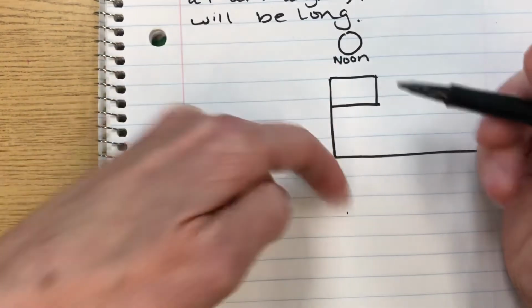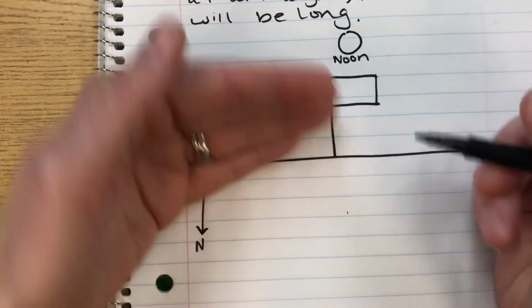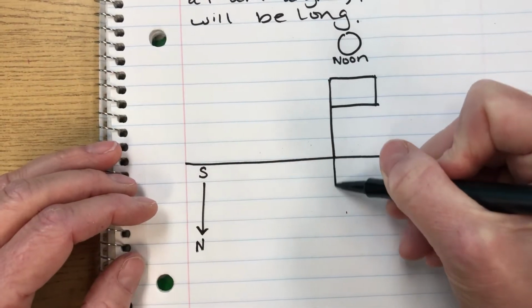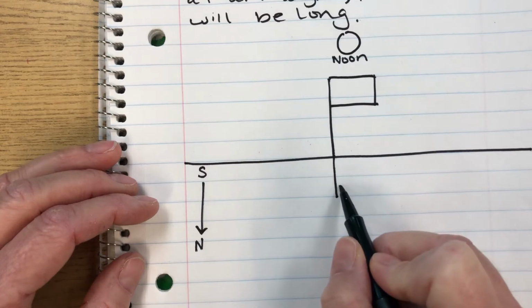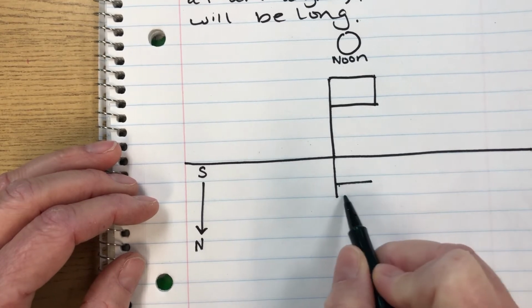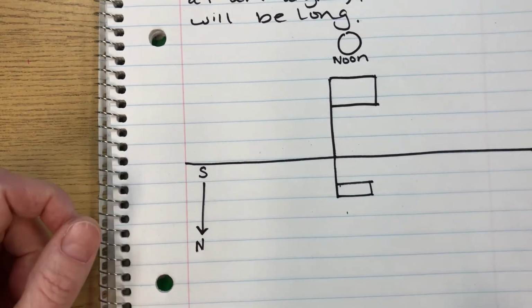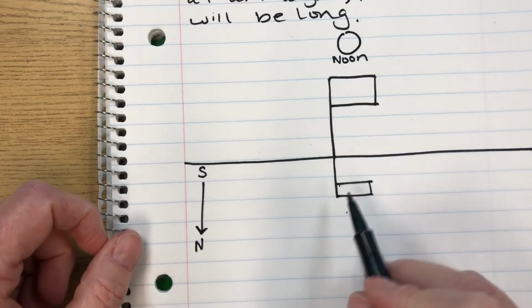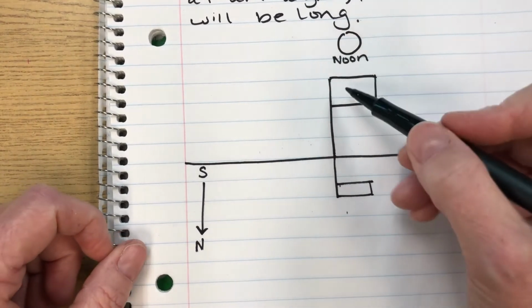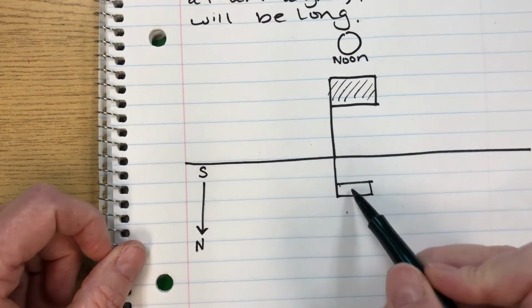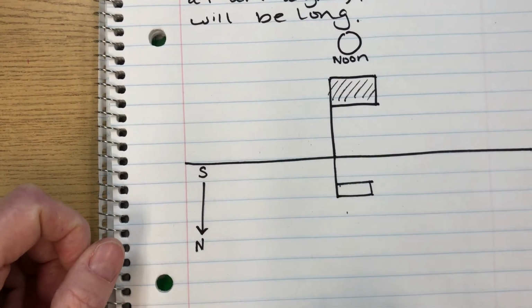It's going to be straight in front of it, short, and when you see the shadow, it's kind of like a mirror. So I'm going to make it shorter, and there it is. Okay, so this is the shadow part. This is the actual flag. This is the shadow. Okay.